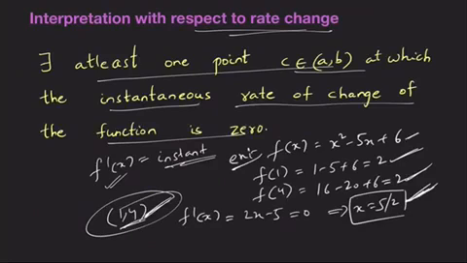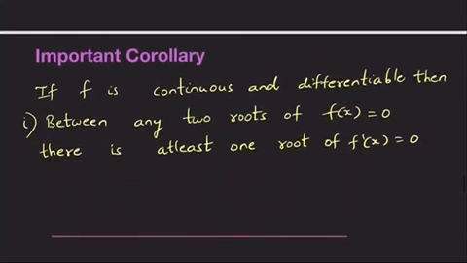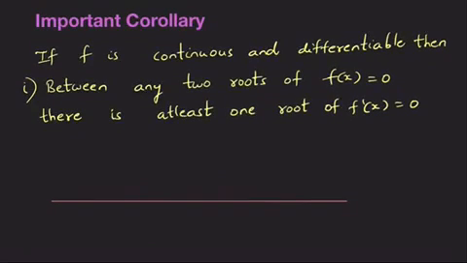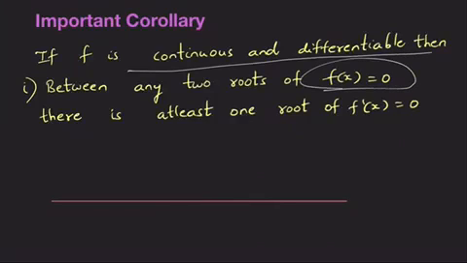Now let's dive into more details of this theorem. So here is an important corollary. If f is continuous and differentiable, then between any two roots of f of x is equal to 0, there is at least one root of f dash x is equal to 0. So let us see what this theorem is trying to say.